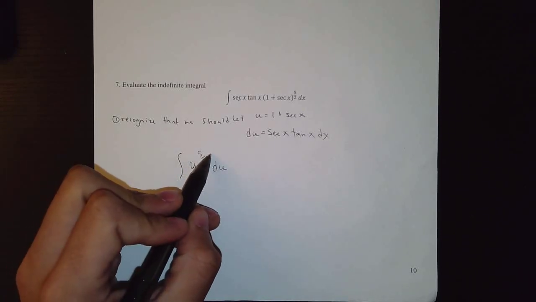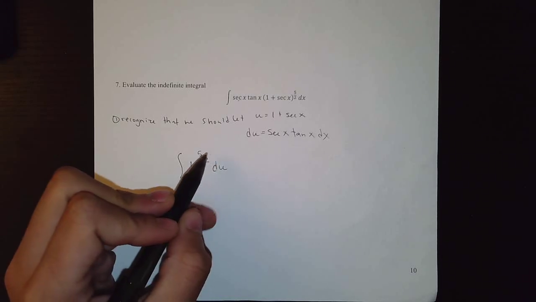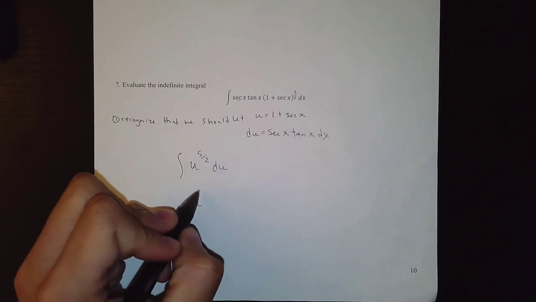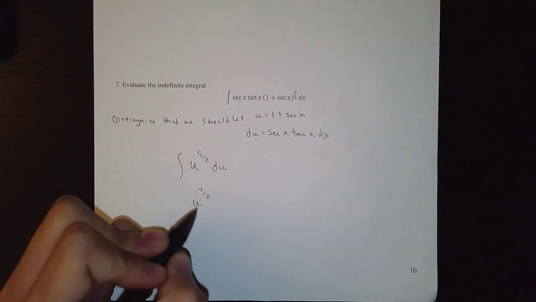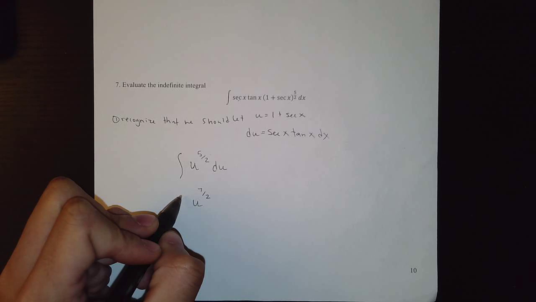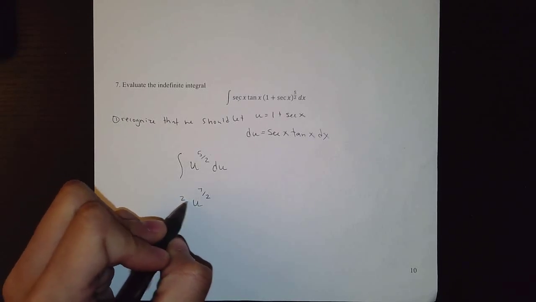We add 1 to the power, so 5 halves plus 1 is the same as 5 halves plus 2 halves, or u to the 7 halves. And then we have to divide by that power. So 1 divided by 7 halves is like saying 2 over 7.